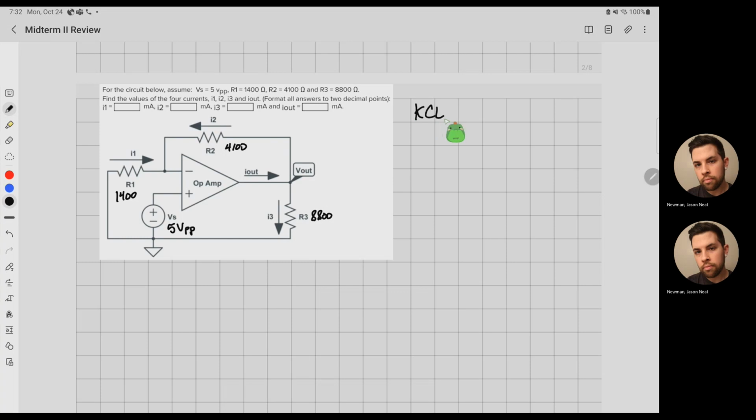So let's say KCL at node A. Let's say this is node A. KCL at node A says, well, we have an I1 here going in, so I1, and then we have an I2 going in. And then we have another current right here going out.